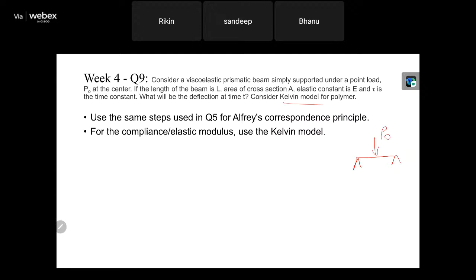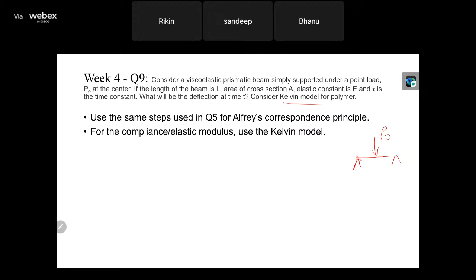Now, this is very similar to the question we've solved just now. You have to use the same thing. Now, you've been asked, what is the deflection? And for a simply supported bar with a point load, I'm pretty sure many of you know what will be the deflection.